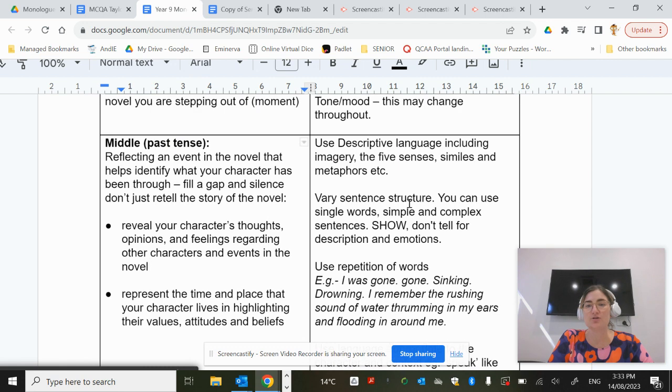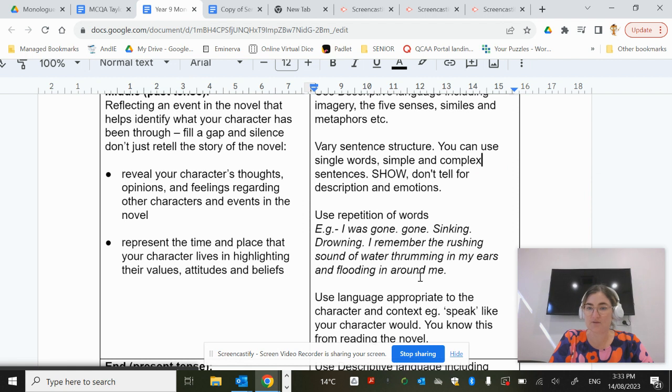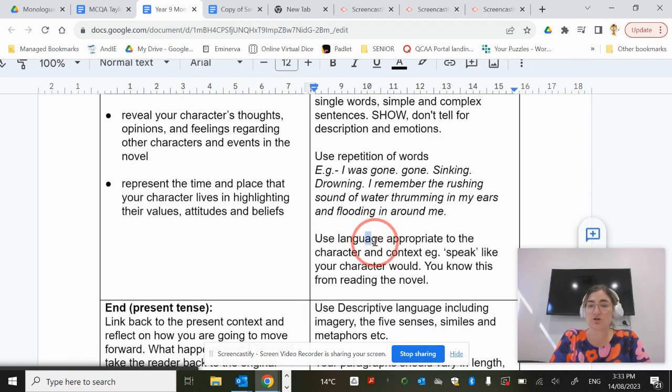Okay, so make sure you vary your sentence structure. Use single word sentences. Use italics to emphasize a particular word. Use descriptive language, so imagery, five senses, similes, metaphors, idioms. Repeat words, okay? Use some rhetorical questions because when you think, you question yourself a lot. Use language appropriate to the character and your context. Speak like they would.